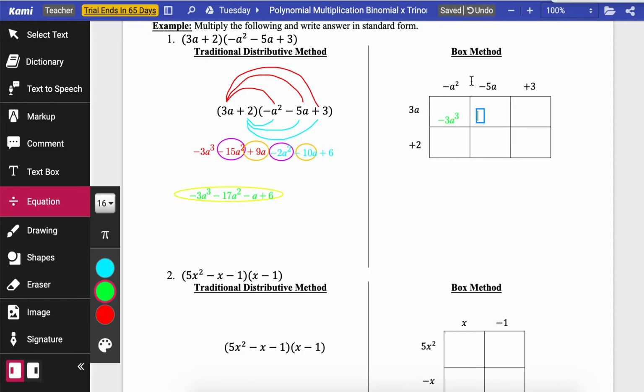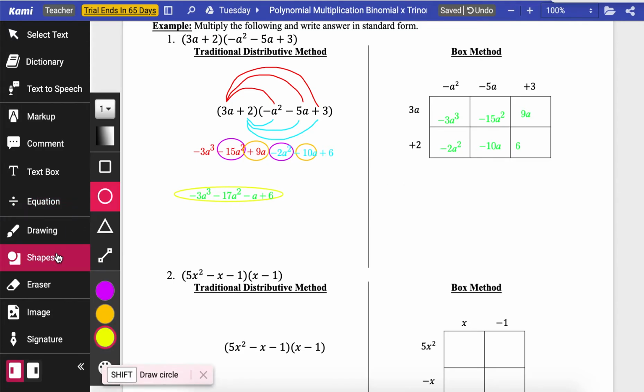3 times negative 5 is negative 15. And a times a is a squared. 3 times 3 is 9. And we have this a. 2 times negative a squared is negative 2a squared. 2 times negative 5a, right? 2 times negative 5 is negative 10, and we have this a. And positive 2 times positive 3 is 6.